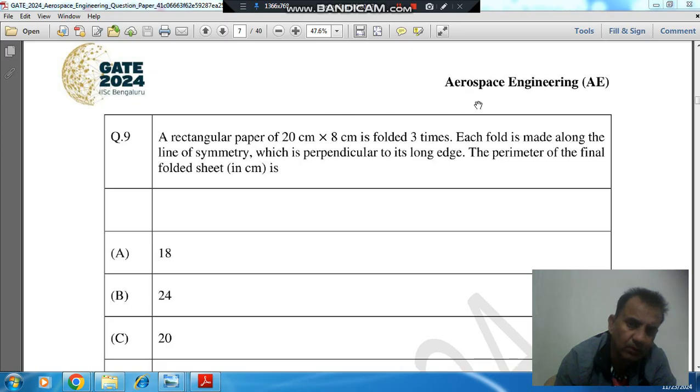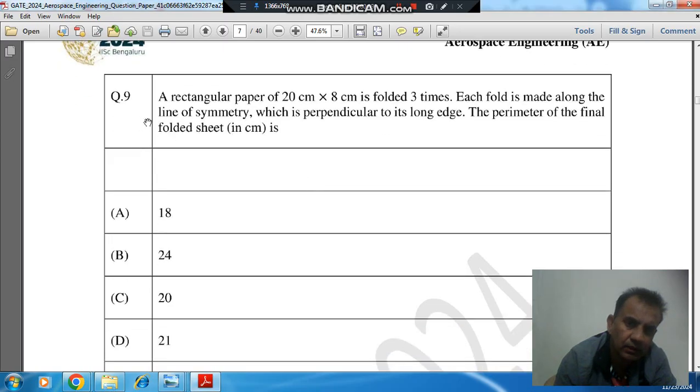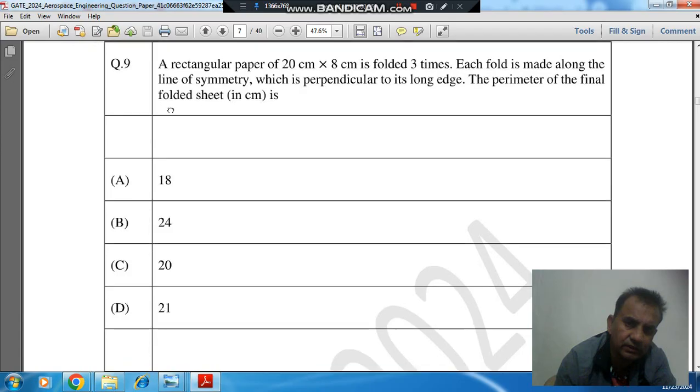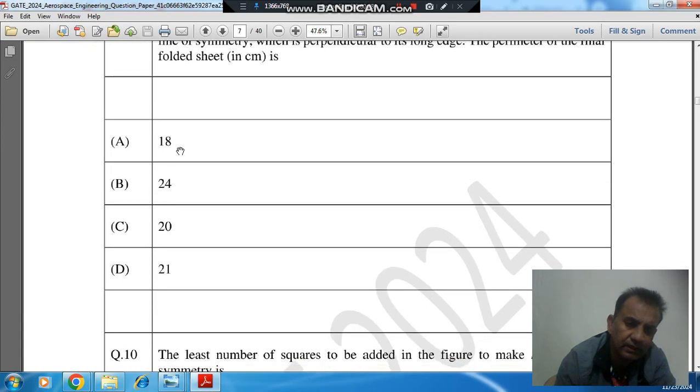Question number 9 from aerospace engineering is, a rectangular paper of 20 cm into 8 cm is folded 3 times. Each fold is made along the line of symmetry which is perpendicular to its long edge. The perimeter of the final folded sheet in cm is option A 18, option B 24, option C 20, option D 21.